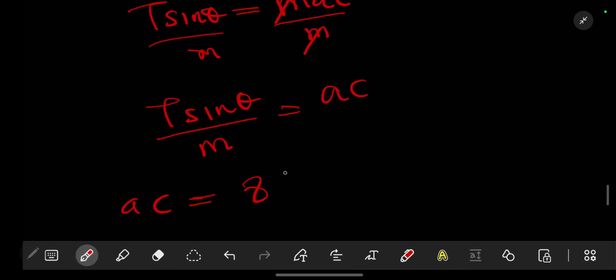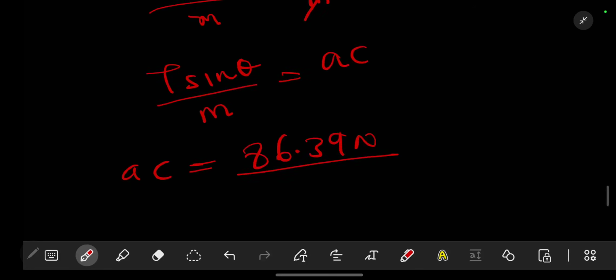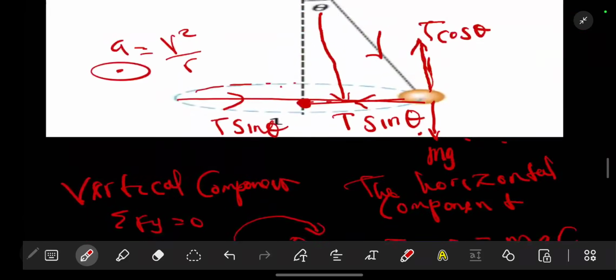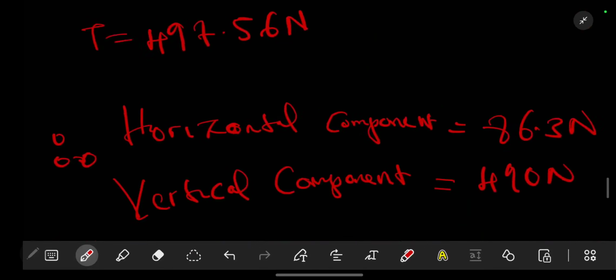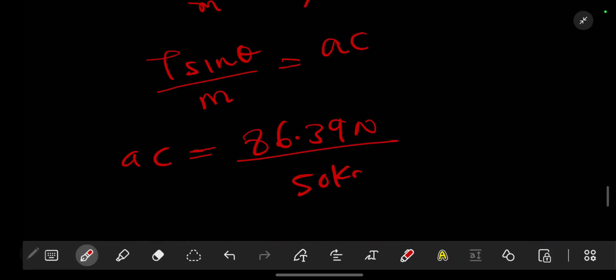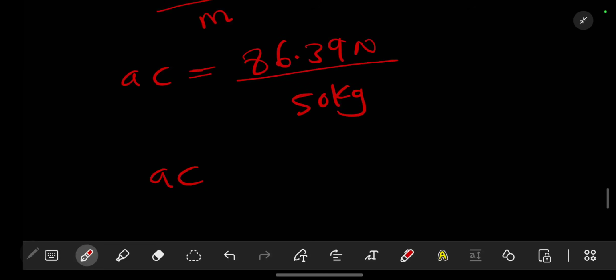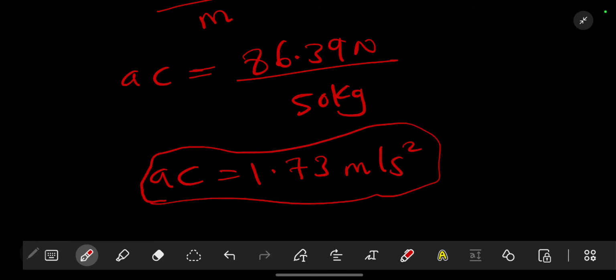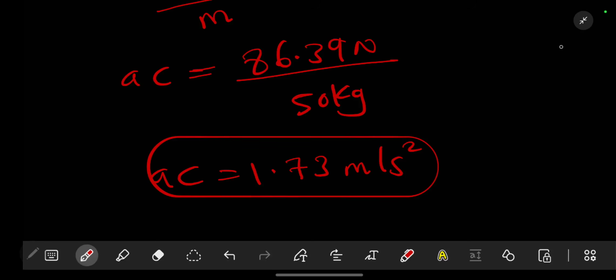So we are going to put that 86.39 newtons over the mass, which is equal to, what's our mass? Our mass here is 50 kg, so we are going to put the 50 kg like that. Then our AC will be found to be 86.39 divided by our 50, this gives us a value of 1.73. Then we have our meters per second squared, so those are the units for centripetal acceleration. So this is our value.